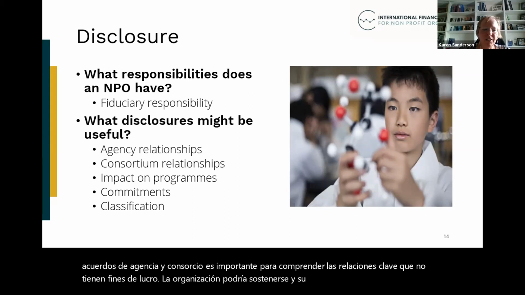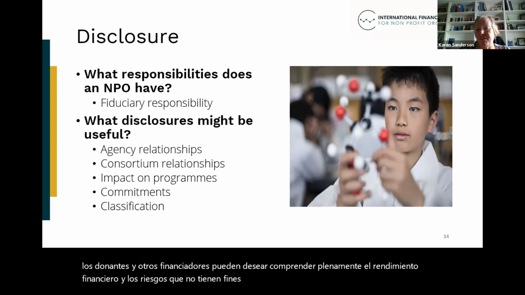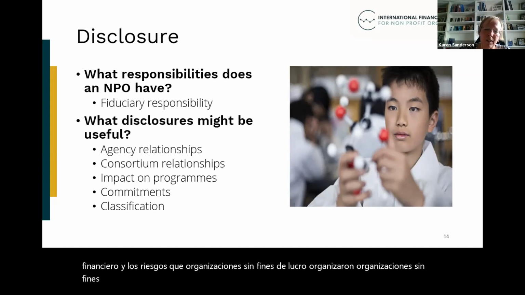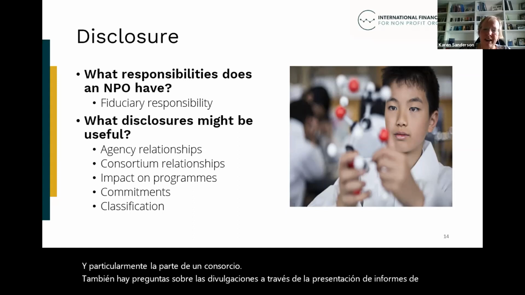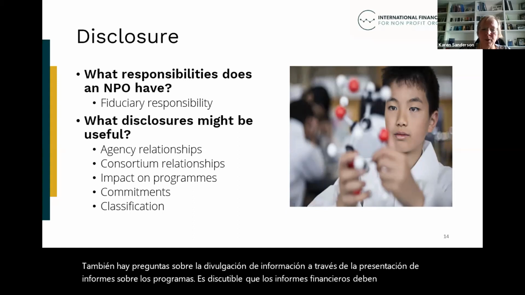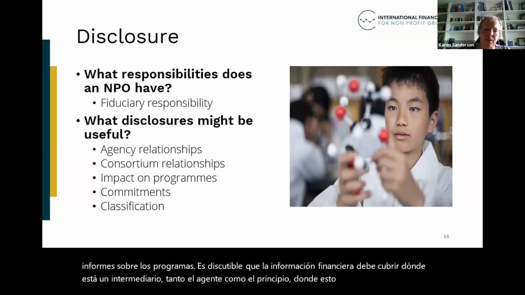And in particular, donors and other funders may wish to fully understand the financial performance and risks that a non-profit organisation faces as a result of these arrangements, and particularly where they're part of a consortium. There are also questions about disclosures by way of programme reporting. It's arguable that financial reporting should cover where an intermediary is both agent and principal, where this would provide full details of a program that it's involved in.